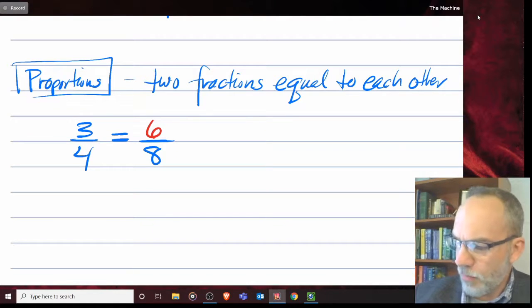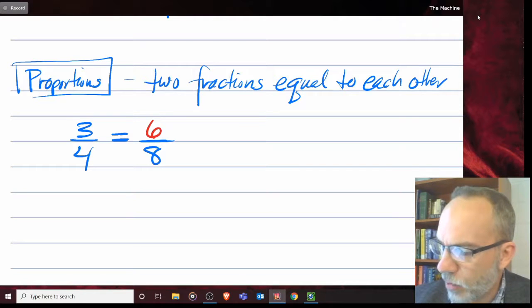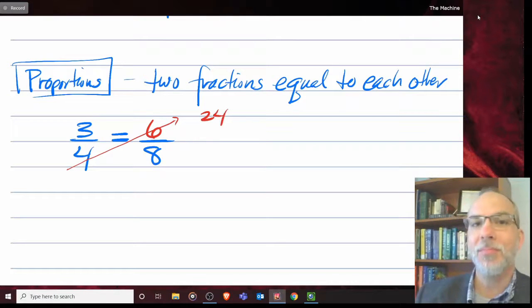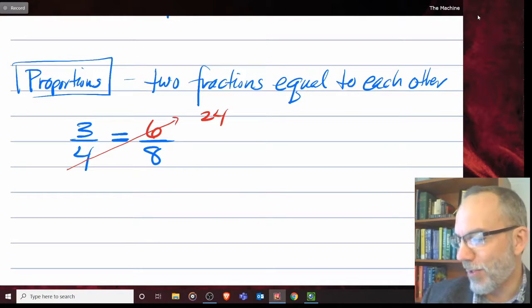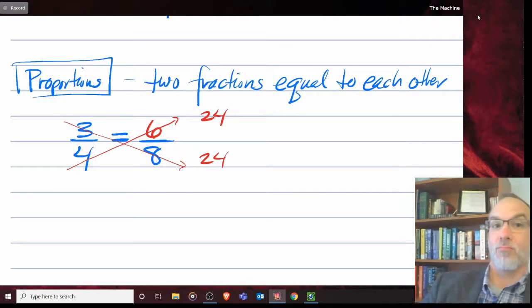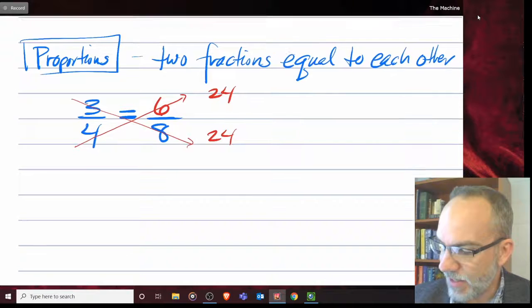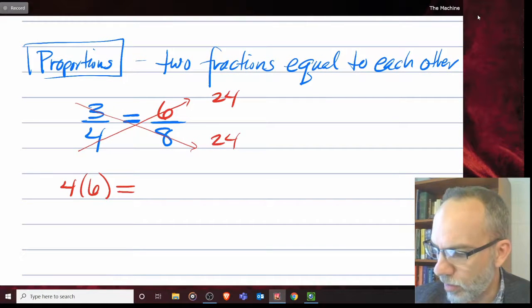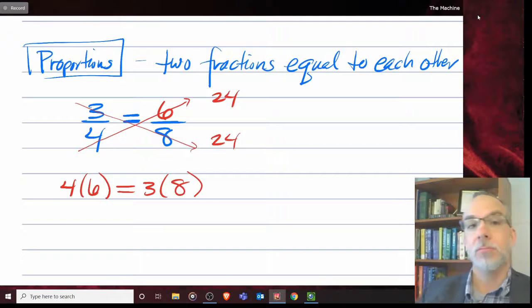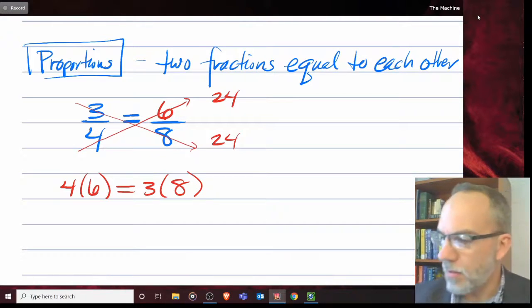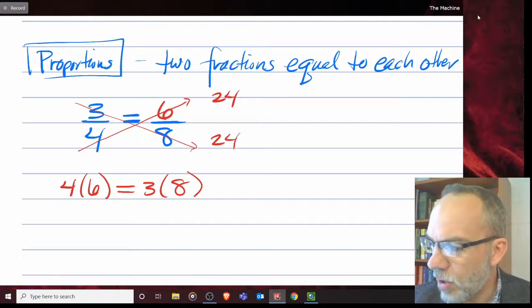One of the properties of proportions is that the cross products are equal. If I multiply diagonally through, what's 4 times 6? 24. Hey, what if I multiply 3 by 8 through? Also 24. So what I could say is this. I could say 4 times 6 must be equal to 3 times 8. Okay, you agree with that? Good.